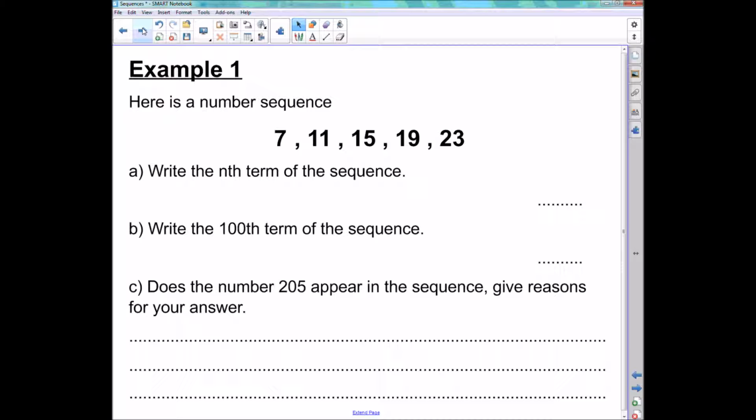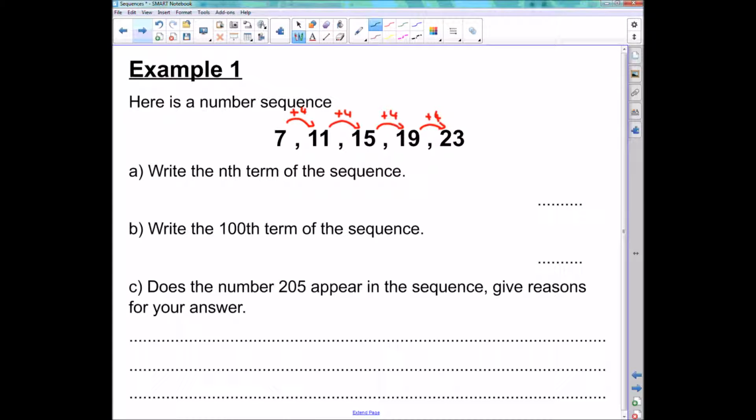So the way I would go about doing this is, first off, I would find the common difference. Now, you probably have come across this as the rule, but what is happening to each number to get the next number? And hopefully you can see here that I'm adding 4 each time, adding 4.